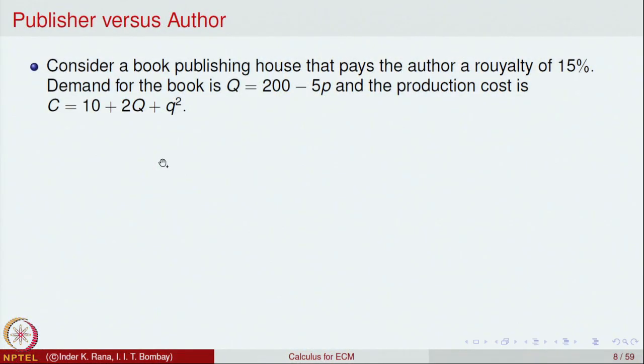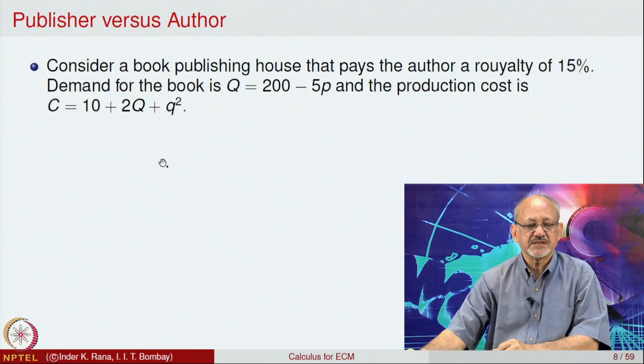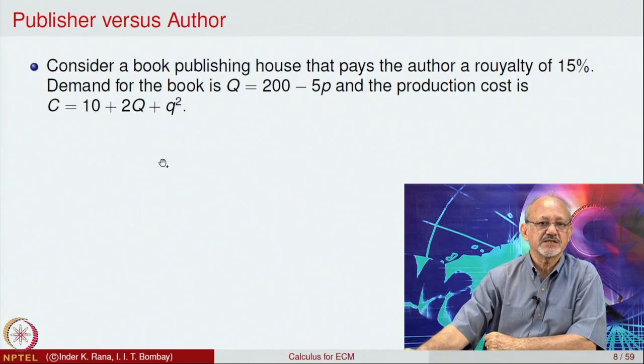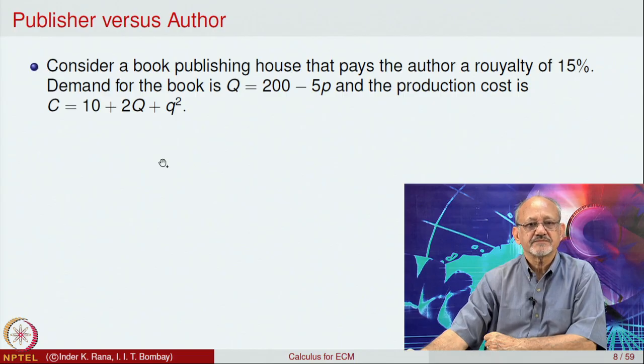The demand function for the book is given by 200 minus 5p, right, and the production cost for the publisher to produce the book is given by 10 plus 2q plus q square. There is a typo here, this is a small q, but it is the same notation, q, that is the quantity being produced, right. So, it is 2q plus q square.